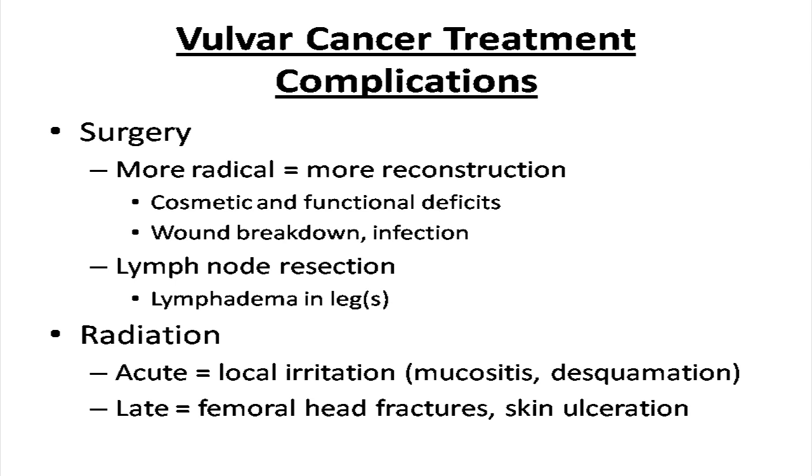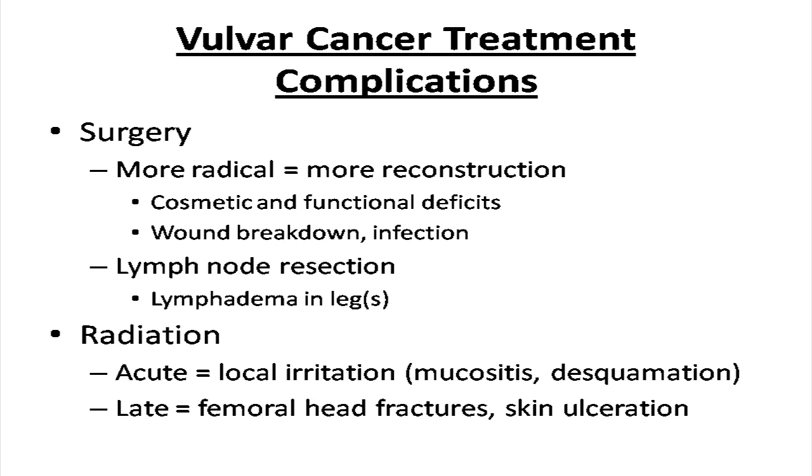Next, I want to discuss briefly some of the specific complications related to vulvar cancer, beginning with surgery. It's important to remember that the more radical the surgery, the more reconstruction that would be needed. Oftentimes, plastic reconstructive surgery is necessary to restore anatomical normality to the vulva after a big radical resection. It's important to note that there are often cosmetic and functional deficits following these surgeries, and unfortunately, based on the area of the anatomy where this cancer often arises and this surgery is performed, it is prone to wound breakdown and infection. Also, when lymph node resection occurs, if a full lymphadenectomy is performed, patients are at high risk for lymphedema in one or both legs, depending on if lymph node resection is performed unilaterally or bilaterally. Lymphedema is a buildup of lymph fluid in the leg, causing swelling of the complete extremity. It can be quite painful.